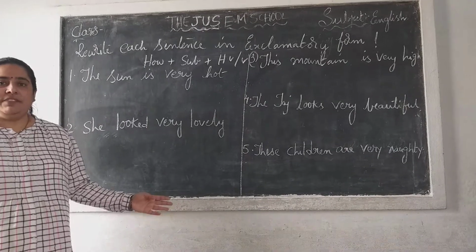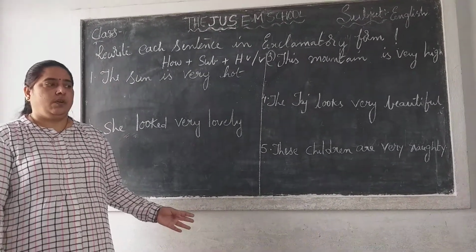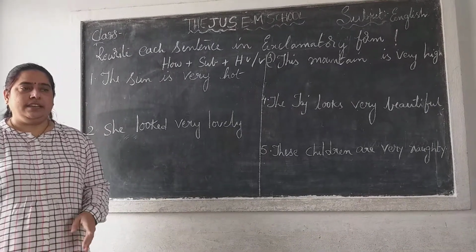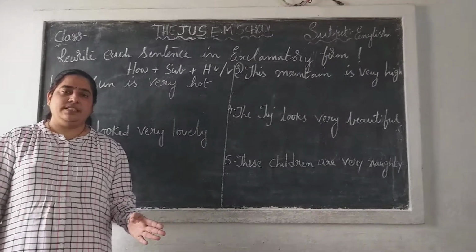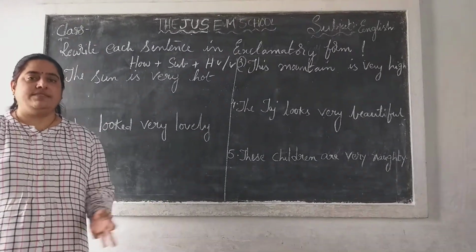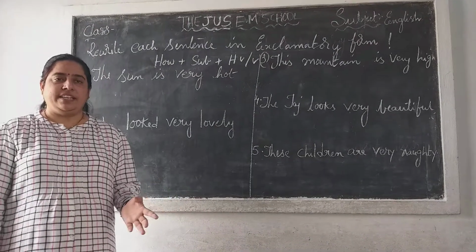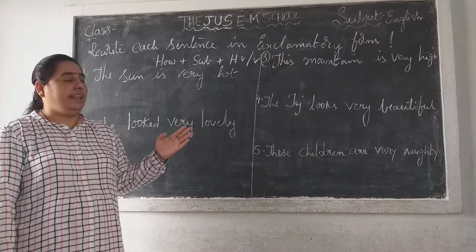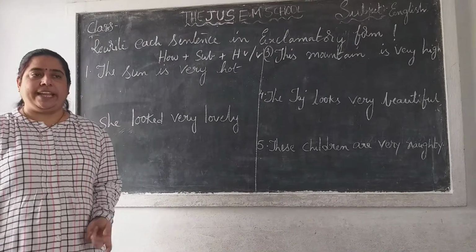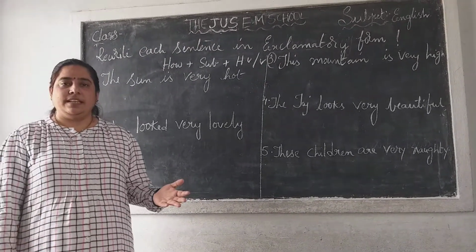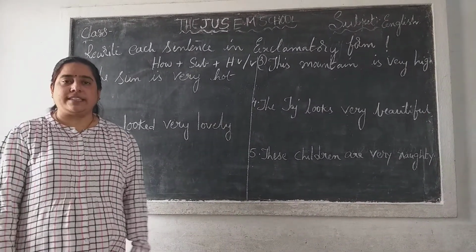In the previous class we have learned about sentences. Recall the class once again. We have learned 4 kinds of sentences: assertive sentence, interrogative sentence, imperative sentence, exclamatory sentence. And also we have learned about the subject and the predicate, the phrase and the clause. So now we are coming back to the exercises.